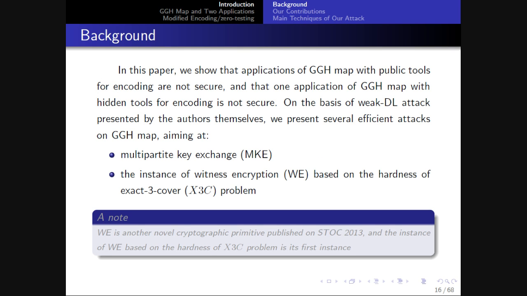In this paper, we show that applications of GGHMAP with public tools for encoding are not secure, and that one application of GGHMAP with hidden tools for encoding is not secure. On the basis of weak DL attack presented by the authors themselves, we present several efficient attacks on GGHMAP aiming at multi-parted key exchange, MKE. We know that this is the open problem. And the instance of witness encryption, WE, based on the hardness of exact 3 cover, X3C problem.